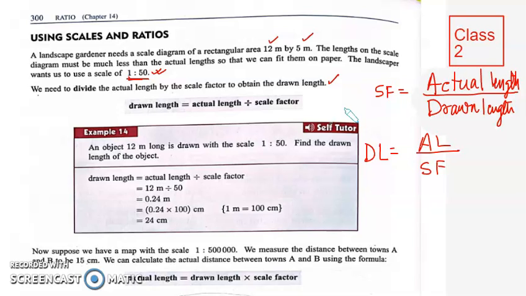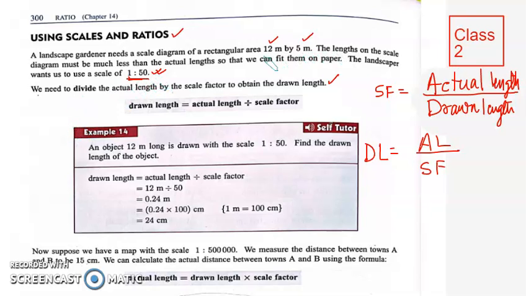Okay, in this video we are going to learn how to use scale and ratios. A landscape gardener needs a scale diagram of a rectangular area 12 meters by 5 meters. 12 meters is the length and 5 meters is the width. The length of the scale diagram must be much less than the actual length so that we can fit it on paper, which is quite obvious. The landscaper wants us to use a scale of 1:50.